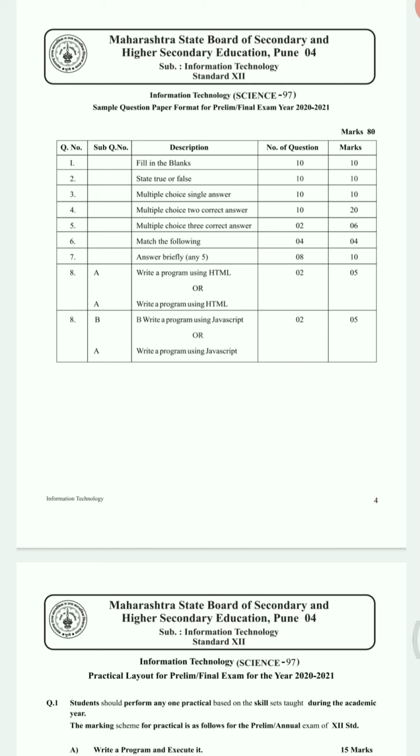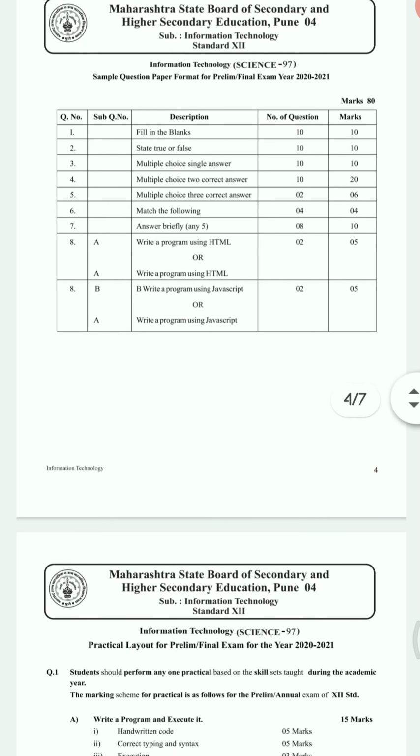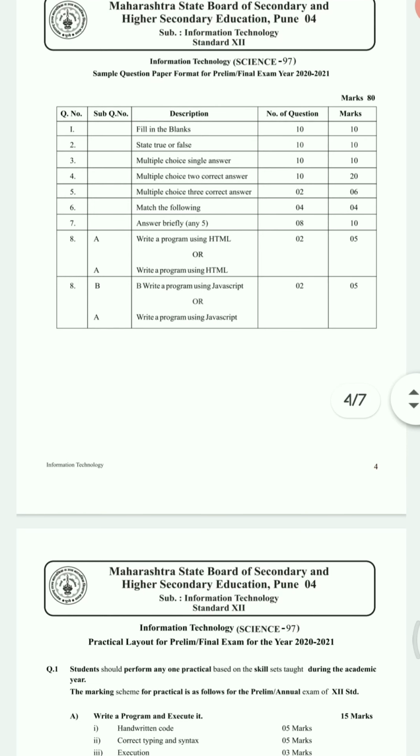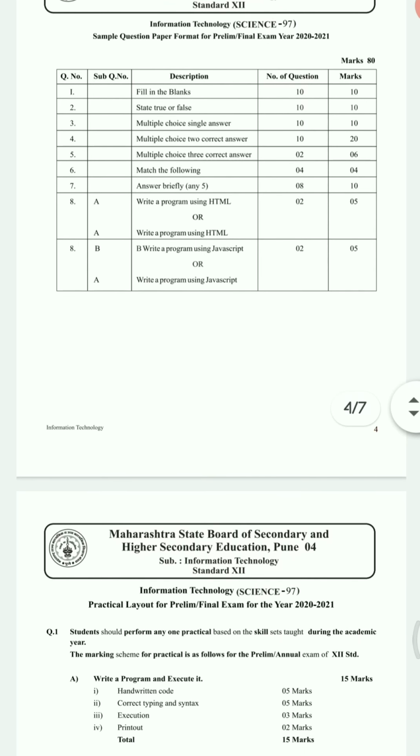In this examination you have an answer in brief section, where you have to solve 5 questions out of 8, 2 marks per question, so the marks allotted are 10. Then the next section is section number 8. Section 8 is divided into A and B, where you have to write HTML programs. 2 will be given, out of which 1 should be selected, and each HTML program carries 5 marks.